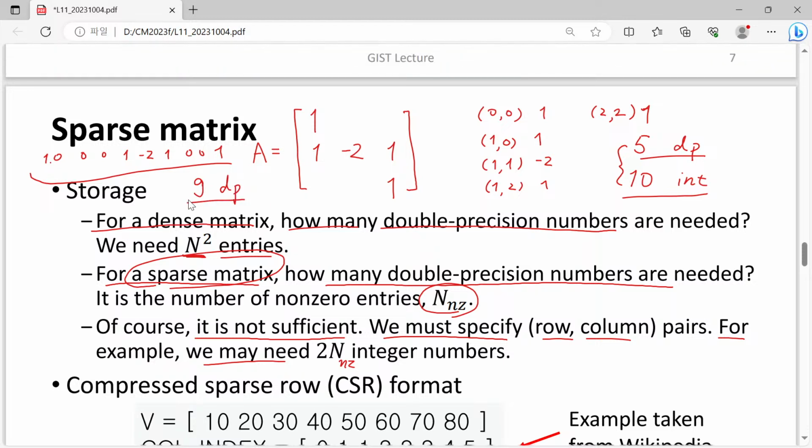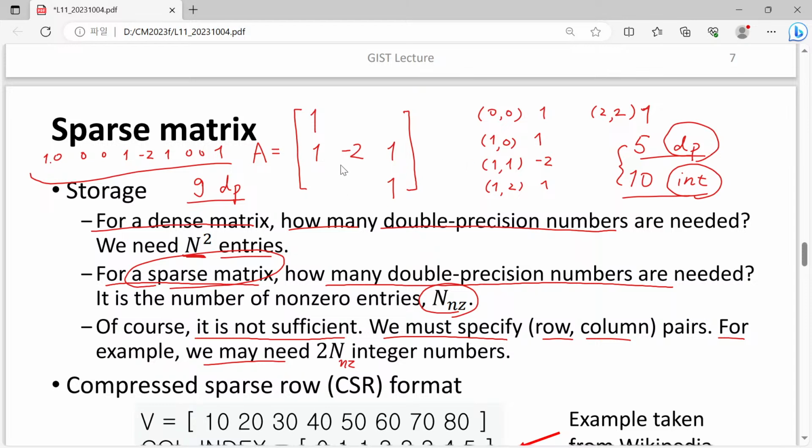Which one is more efficient in this case? If we assume that integer and double precision take the same amount of storage, then certainly the dense matrix representation is more efficient. What happens? It is only because this system is quite dense.